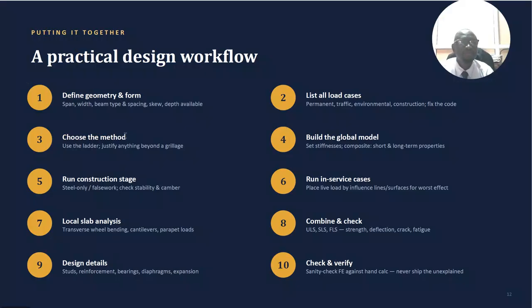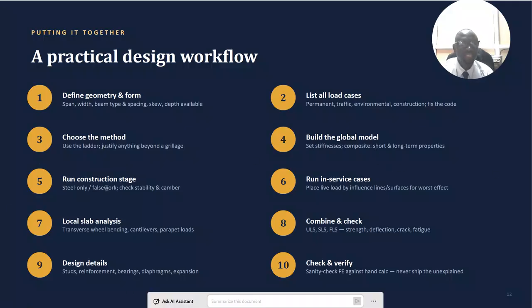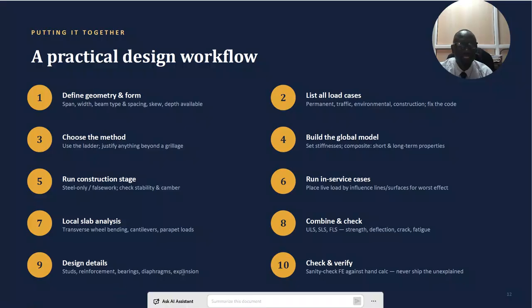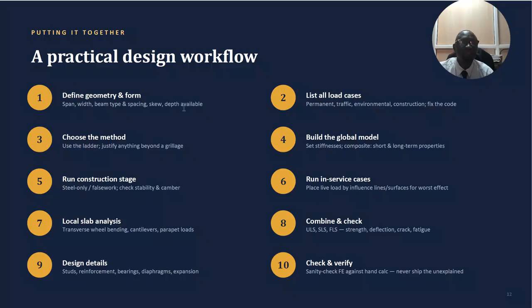So the design workflow is here. Define geometry and form. List all the loads. Choose the method. Build a global model. Run construction stage. Run in-service cases. Local slab analysis. Then you come to combine and check: ultimate, serviceability, all that. Strength, deflection, crack, fatigue. Then you have design details: studs, reinforcement, bearings, diaphragms, expansion. Then finally, check and verify. This is a practical design workflow.